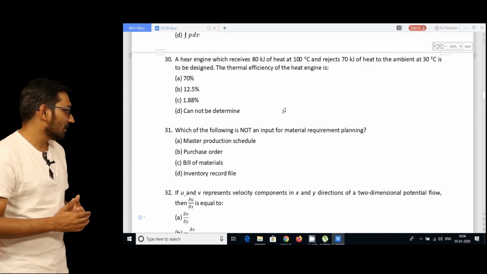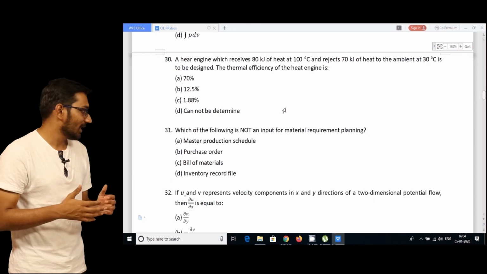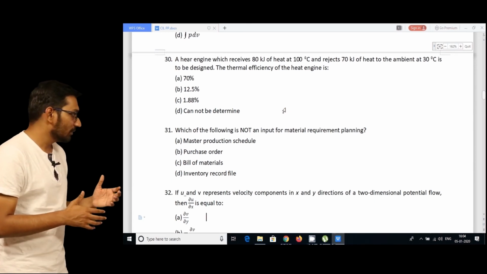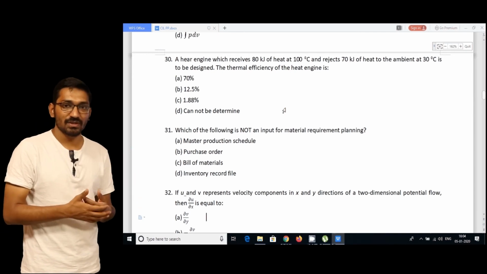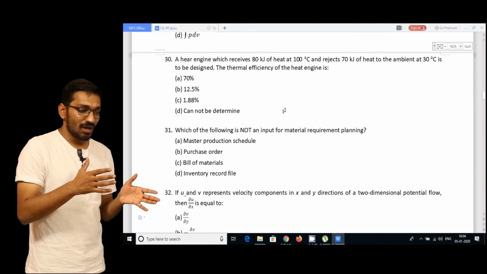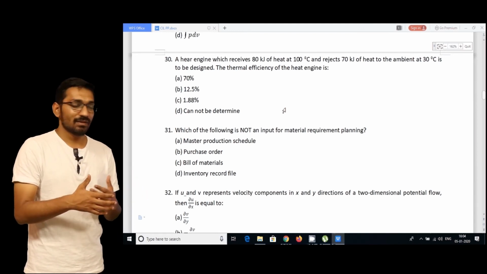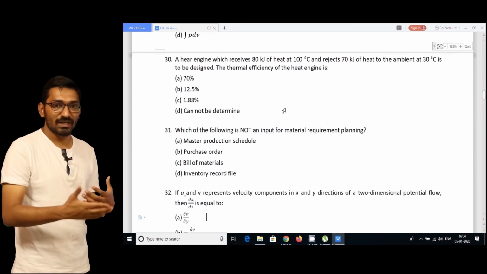Now the next question is, which of the following is not an input for material requirement planning? For material requirement planning, which is not the input? So if you want to see that, the option is master production schedule. Master production schedule will give you the quantity which is required to do an assembly, right? Purchase order is when you place an order for the inventory.